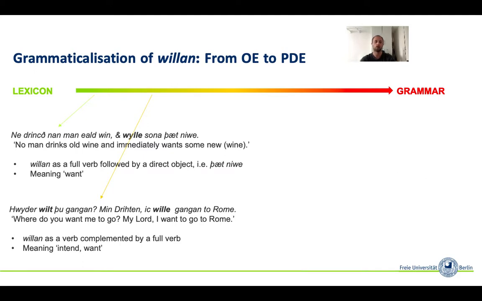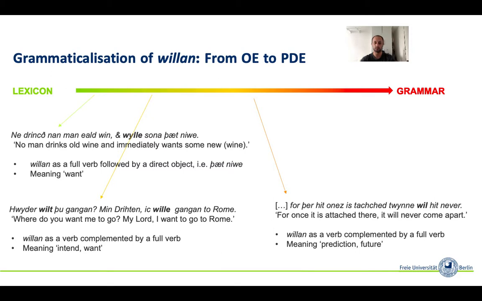It's still a full verb, but it gets complemented by another full verb, right? So it's not wish, want to have, but now it means something like intend, right? I intend, and then you have to add what do you intend. That's why you need the second full verb. Even later on, we have sentences like this, right? "Will hit never," where the verb willan is complemented again by another verb, but importantly, the meaning is prediction, future, right? It doesn't have to do anything with wishes, something like that.